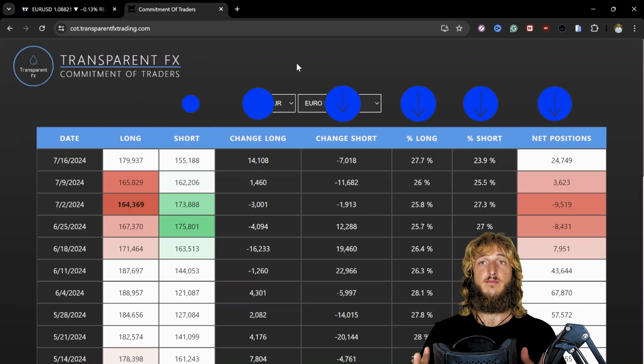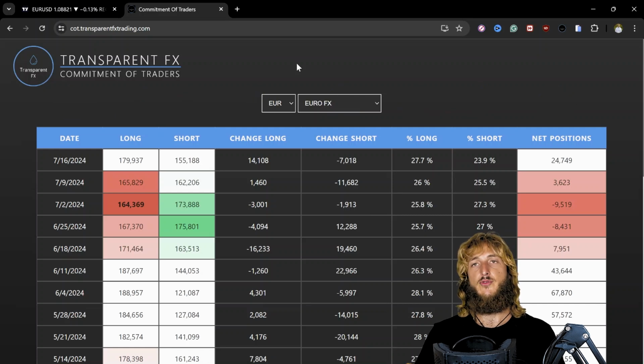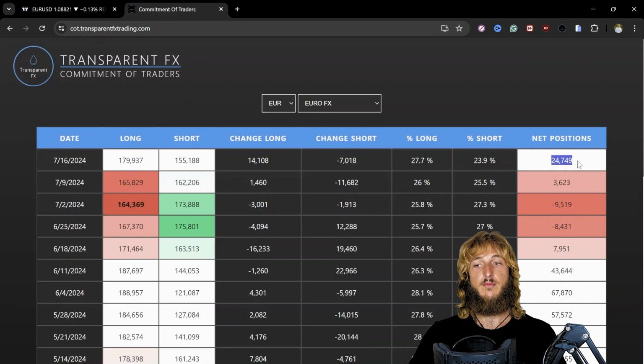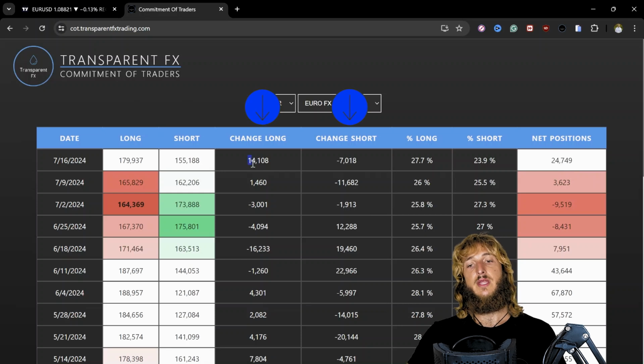Now, the first important thing we have to notice is that if we're looking at the data for the euro, we're actually already looking at EURUSD because all currencies on the spot are traded against the USD. And what we can see here is that with the last reports, net positions have been massively increased. We went from having minus 9.5k net positions up to having plus 24.7k net positions. So we had a massive increase of the net positioning with an extra 14,000 longs added with the last report and 7k shorts getting closed.